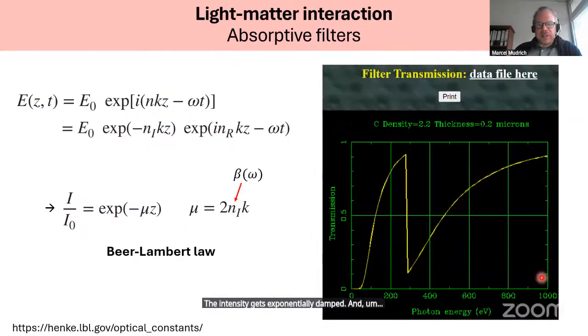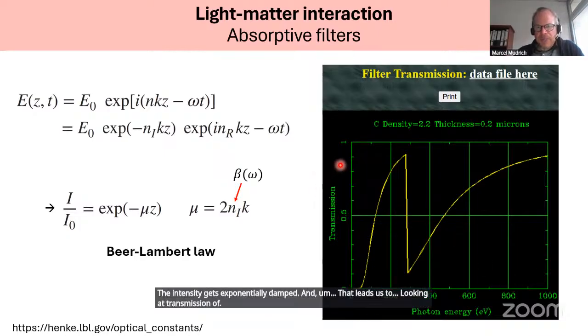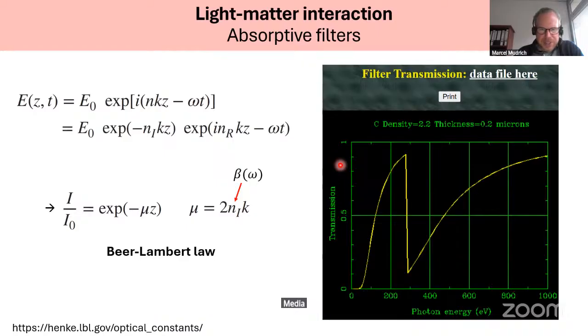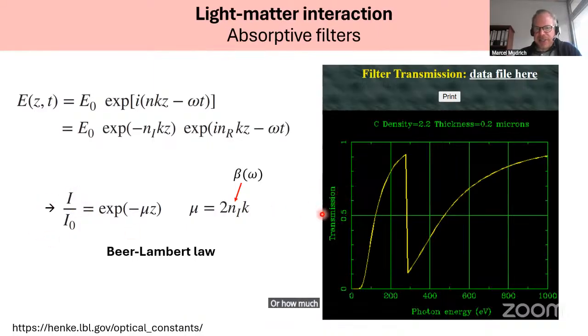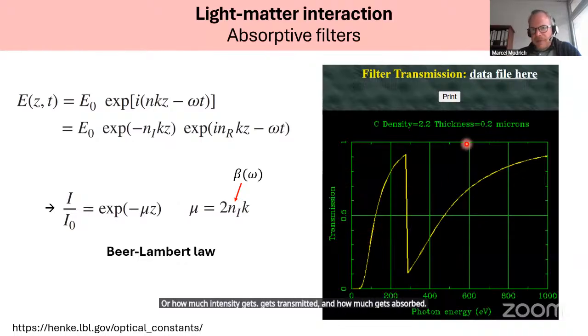And that leads us to looking at transmission of media. So this is now not about reflection or refraction. This is about how much amplitude or how much intensity gets transmitted and how much gets absorbed for a light beam, for example, in this case, going through carbon.